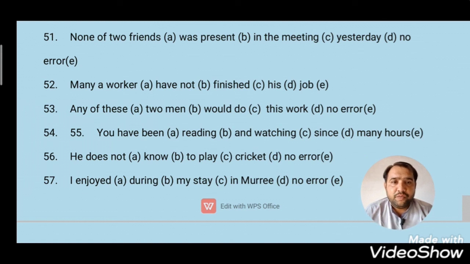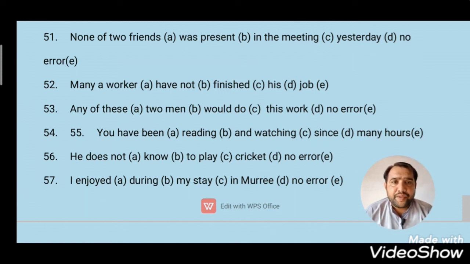According to number 54, you have been reading and watching since many years. Guys, in the video of since and for, we have noticed that for should be used when we are going to use noun plus adjective. Here you will notice that many is an adjective and years is a noun. If a sentence has noun plus adjective, we need what? For. And if there is a missing noun or adjective, we need what? We need since. So here it becomes, you have been reading and watching for many years.